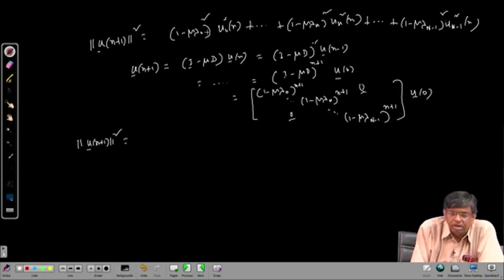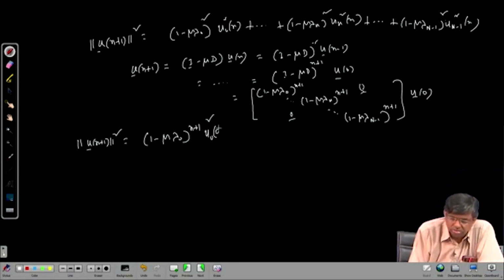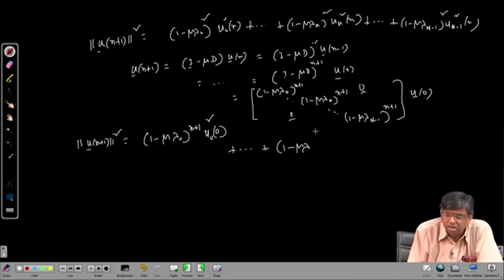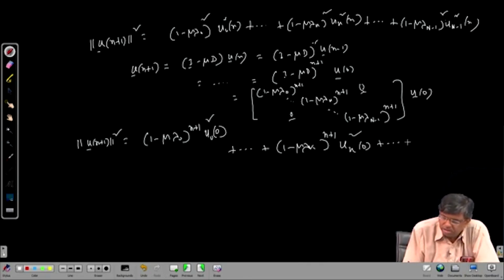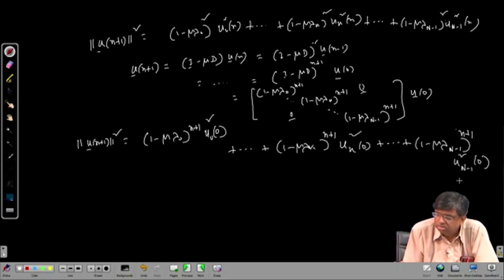as earlier I had the square, now this is the only difference: (1 − μλ0) to the power n plus 1 times the 0th component of u0 square, dot dot dot, (1 − μλk) to the power n plus 1, again the kth component square, and dot dot dot, (1 − μλ(n−1)) to the power n plus 1, the last component. That's compared to u0, that is this.